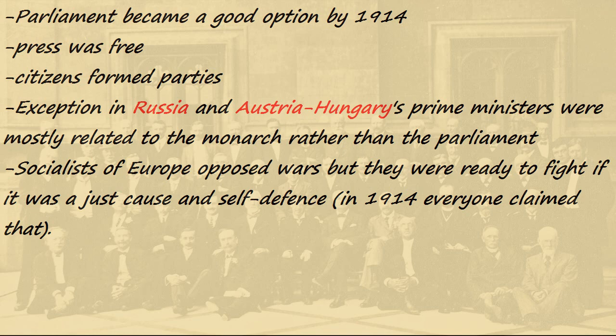These two empires had prime ministers, but these prime ministers were mostly related to the monarch. What do we mean by related to the monarch rather than the parliament? The prime minister in England, for example, answered to the parliament. But the prime minister in Russia or Austro-Hungary answered to the monarch, not the parliament.